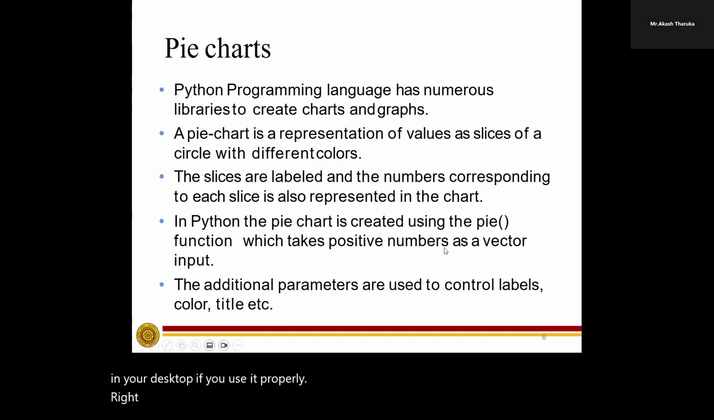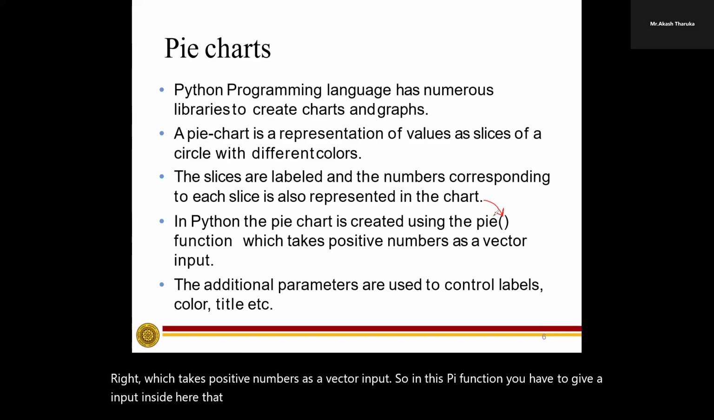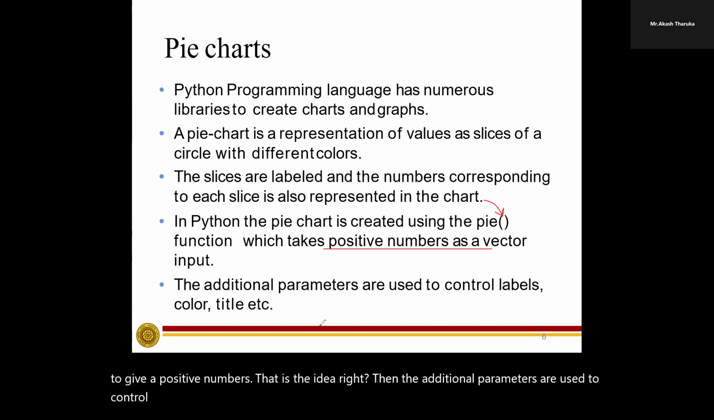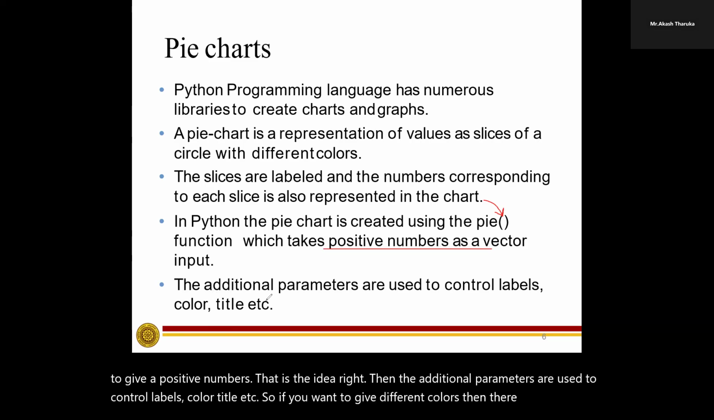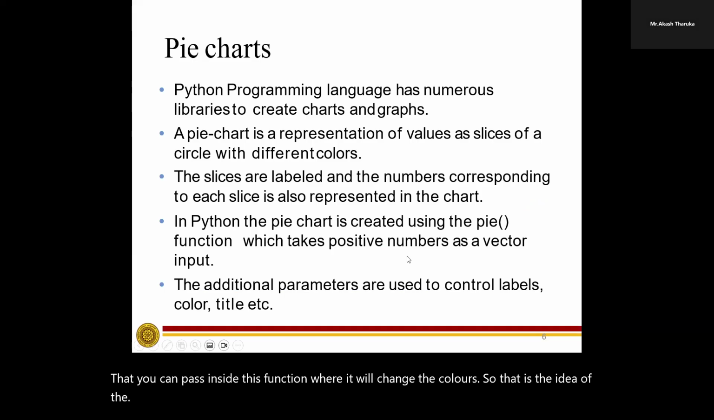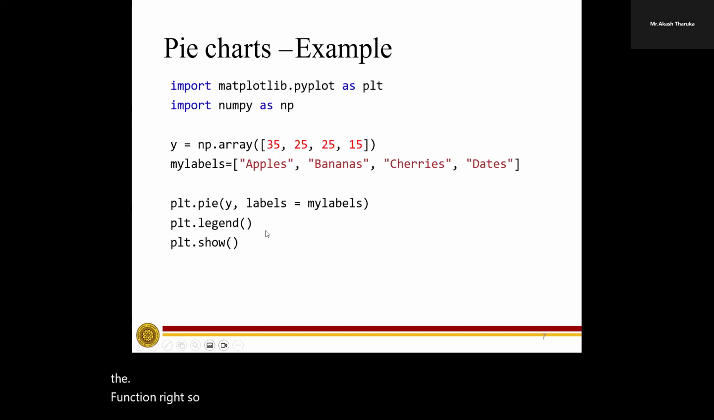It takes positive numbers as a vector input. So in this pie function, you have to give an input inside here. That input is going to be positive numbers as a vector input. So you have to give positive numbers. That is the idea, right? Then the additional parameters are used to control labels, color, title, etc. So if you want to give different colors, there are additional parameters that you can pass inside this function which will change the colors. So that is the idea of the function, right? Let's move to the next slide.